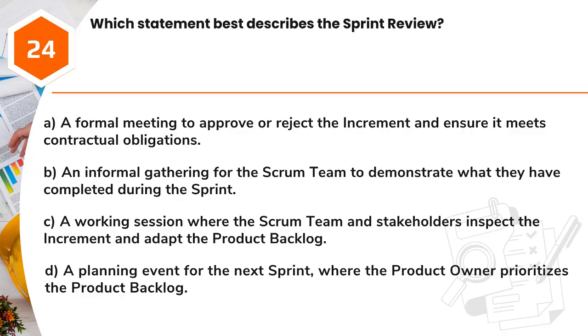Question 24. Which statement best describes the sprint review? A. A formal meeting to approve or reject the increment and ensure it meets contractual obligations. B. An informal gathering for the Scrum team to demonstrate what they have completed during the sprint. C. A working session where the Scrum team and stakeholders inspect the increment and adapt the product backlog. D. A planning event for the next sprint, where the product owner prioritizes the product backlog.